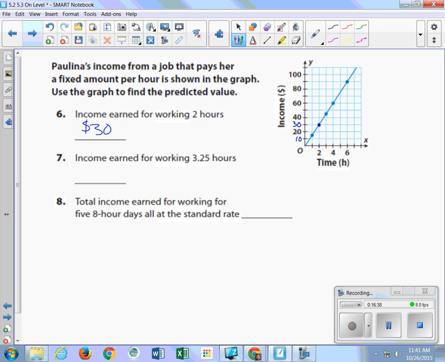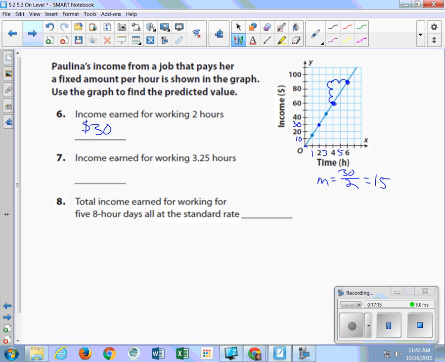Well, okay, so income earned for working 3.25 hours. Well, we can't really do 3.25 hours, so we need to come up with the equation. We can see that the y-intercept is 0, so we don't have to find that. We just need to find our slope. So we got 2 perfect points here and here. So I'm going to rise 10, 20, 30. So that's 30 over, and then it's going by ones. So that's 1, 2, which equals 15. So the rate is $15 an hour.